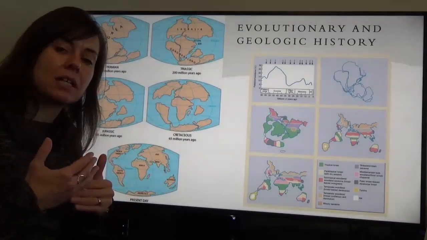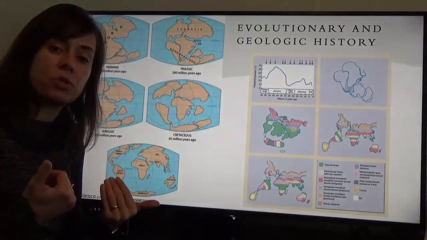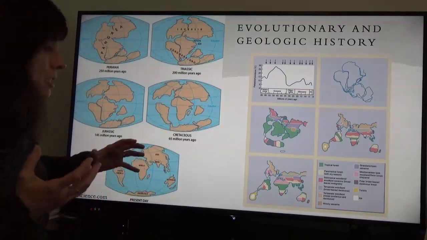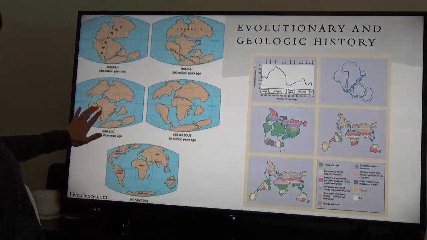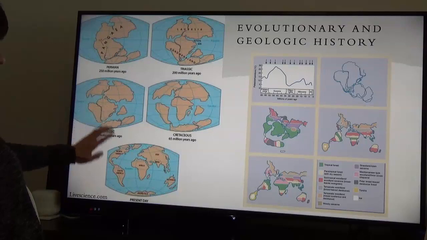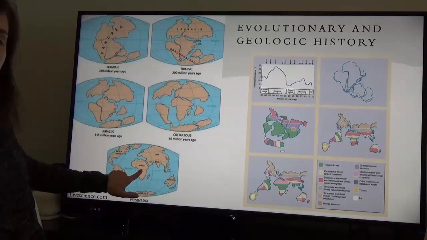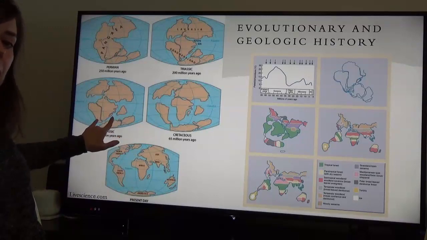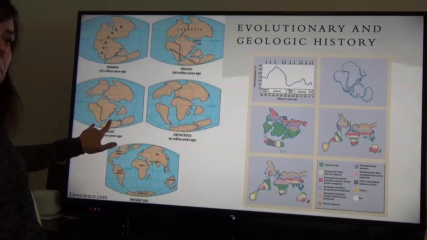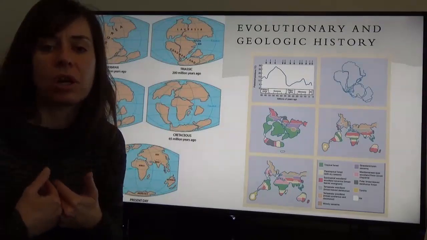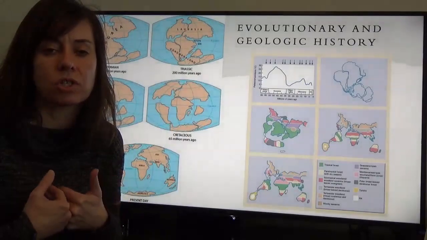This can give us insights into why the distributions of certain organisms are the way they are, despite the fact that maybe those land masses are separated now. So for example, we have South America and Africa connected here during the Jurassic. They are now separated by a very large ocean, but there will be some shared biodiversity components because they were connected through a long period of geologic time.